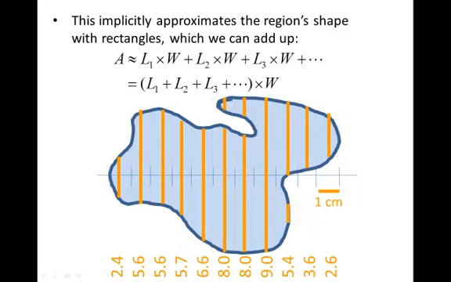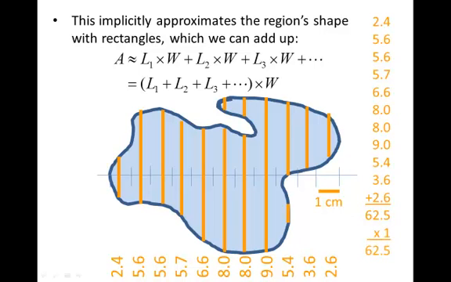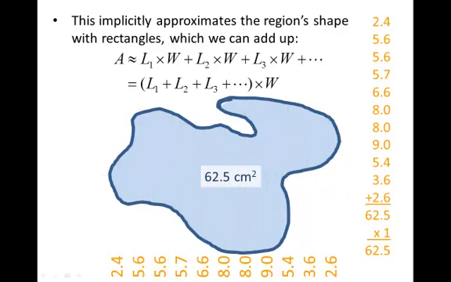On this example, we'll take all of our lengths, 2.4, 5.6, 5.6, up to 2.6, and add them up, and we'll get 62.5. So that's the total length of all of the mid-ordinate marks we made. Then we'll multiply that by the width of each one of the shapes, which was 1 centimeter, and we get 62.5. So we've approximated the shape by rectangles whose areas total to 62.5 square centimeters. And that's pretty consistent with what we had before, which was 65.